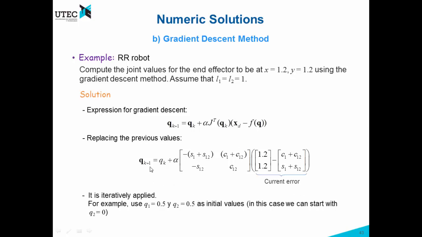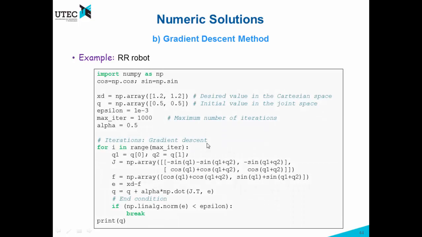You can do this manually, but usually you do this in a computer. For example, if we use again 0.5 and 0.5 as initial values, we can obtain some solution. In this case, we can start with q2 equals 0 because we have no inconsistency with this value. If you remember, in Newton's case, we could not do this because the inverse of the Jacobian would not exist. In this case, it does exist, so it's more robust in that sense. This is the Python code that implements it. You see that here we have the Jacobian and here we have the Jacobian transpose, so I didn't need to do it explicitly. You can do it if you want, but this expression will work.